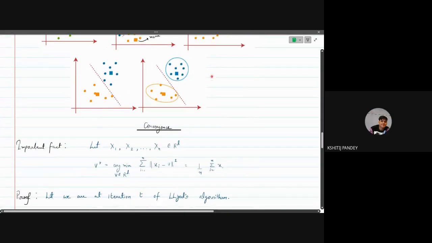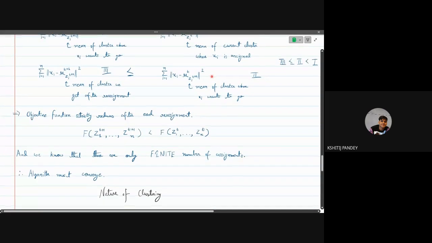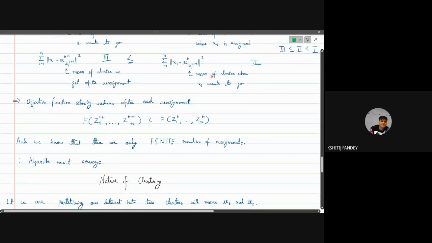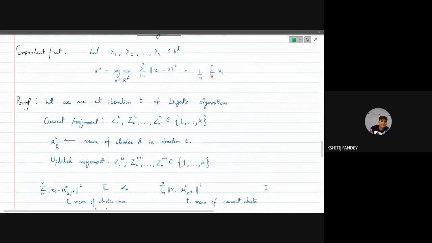So now what? The value of our objective function is reducing after each iteration, and we know that there are only a finite number of assignments. So this means that there are a finite number of iterations. So eventually, what will happen? Your algorithm must converge. Correct? Yes. So now, is this clear? Why the algorithm converges? Yes, I got it.